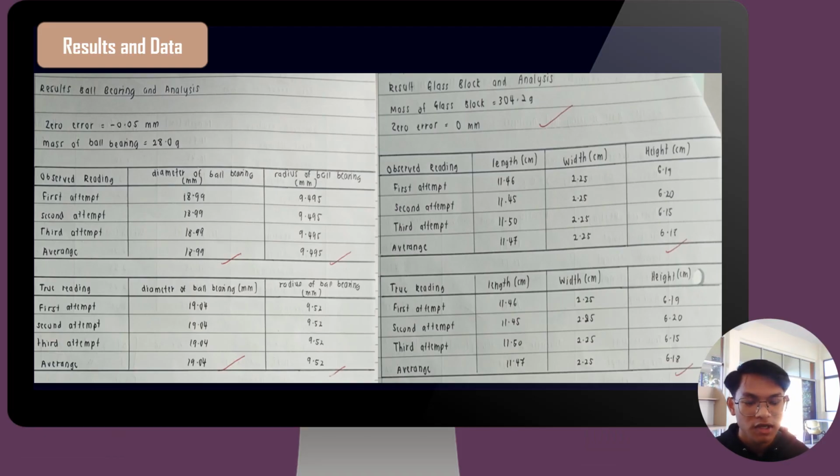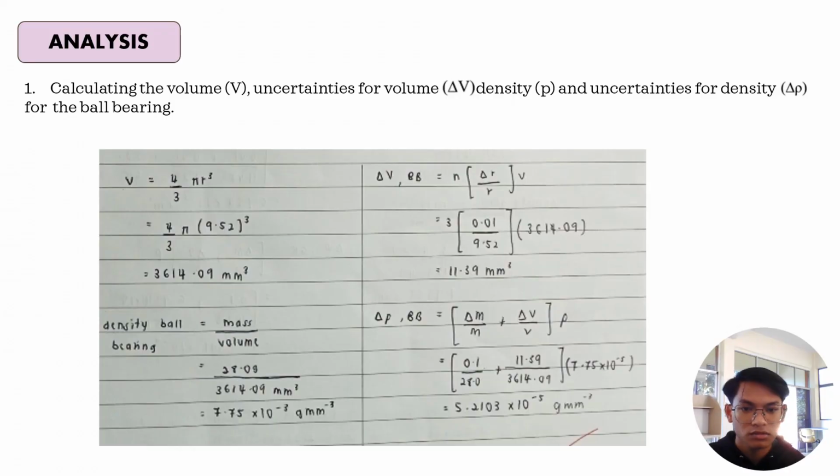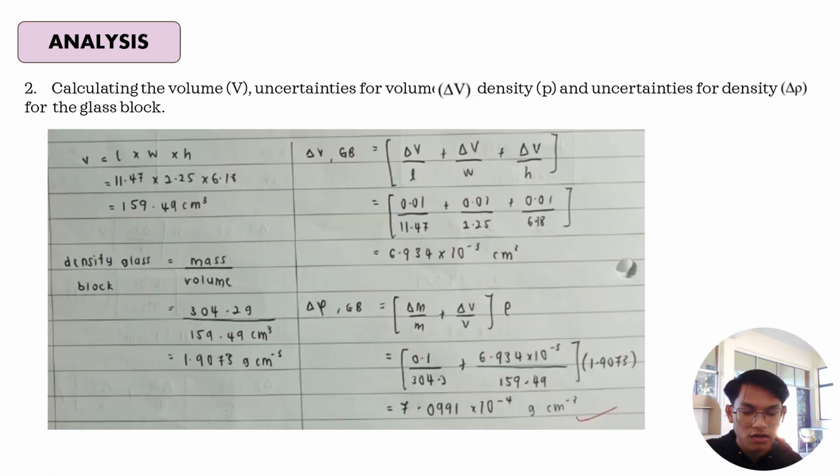Alright, this is our result in the experiment. The left side is the micrometer screw gauge and the right side is the vernier caliper. So the next one is the analysis of the result of the experiment. The first question is calculating the volume, uncertainty for the volume, density, and also the uncertainty for density for the ball bearing. Next, the second question is calculating the volume, uncertainty for the volume, density, and the uncertainty for density for the glass block.